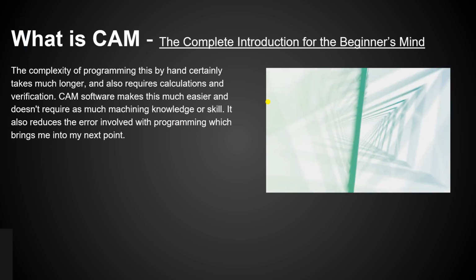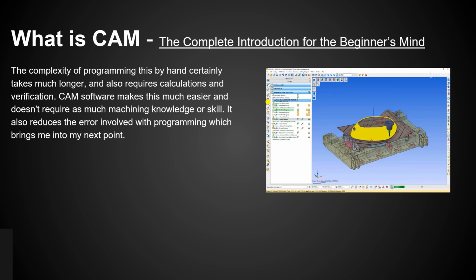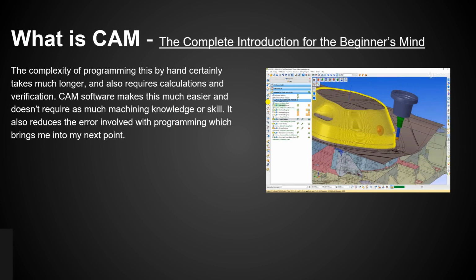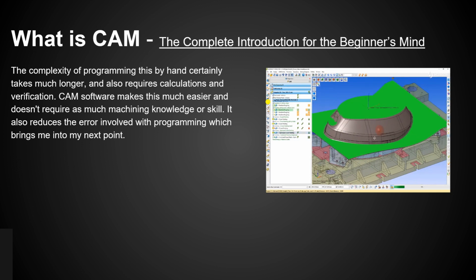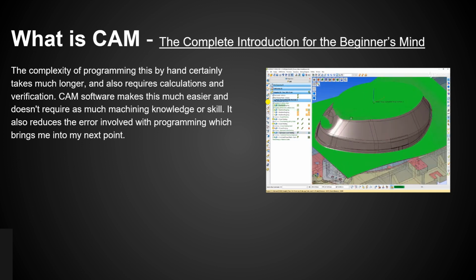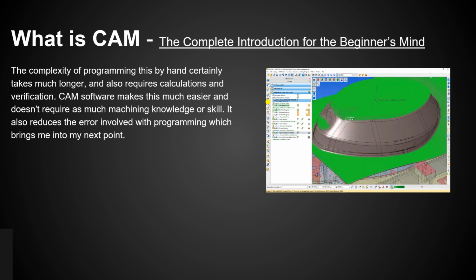Basically, the complexity of the program is high. Programming by hand, manually, certainly takes much longer. WorkNC is an easy-to-use CAM software geared for complex 3D machining. It handles calculation and verification, like simulation or gauging checks. But CAM software makes this much easier and doesn't require as much machining knowledge or skill. It also reduces the error involved with programming, which brings me to my next point.